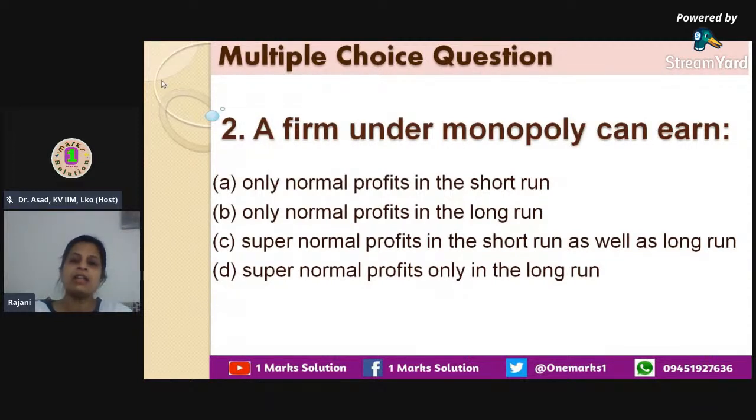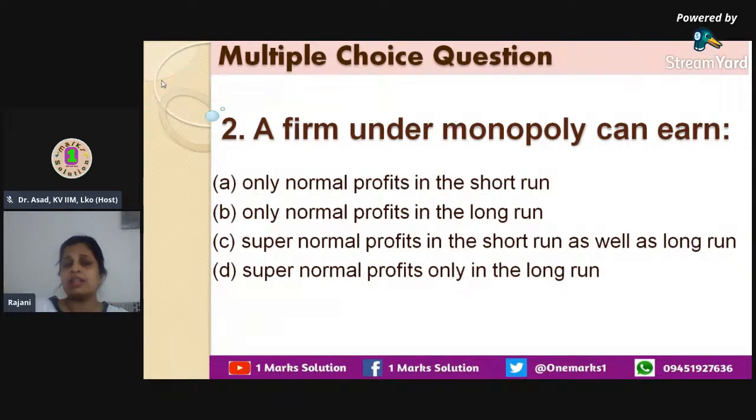But in the case of monopoly, the firm is known as a price maker because the firm is the industry. So it has full control over the market, not like perfect competition. Full control over the market. According to the elasticity of demand, they can decide the price.